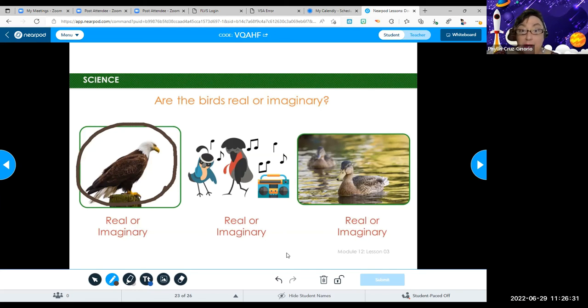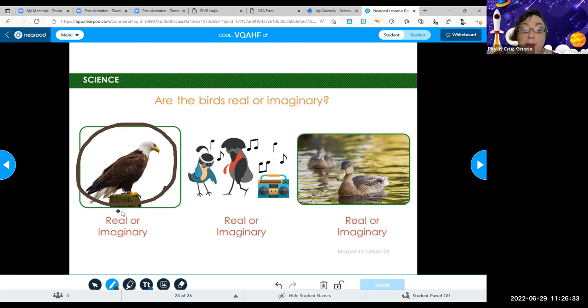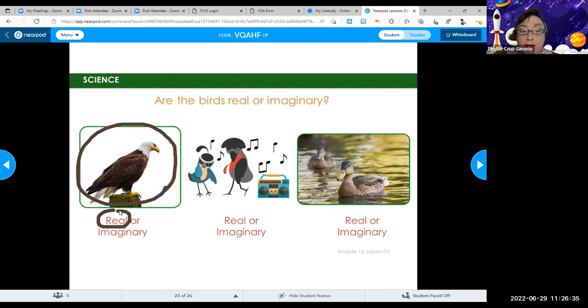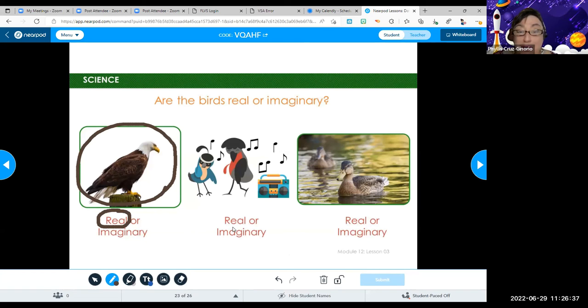Let's look at the middle picture. So I'm going to circle the word real. Oops, I forgot to circle that. So you're going to circle the word underneath. If it's real, circle the word real. If it is imaginary, circle the word imaginary. What's imaginary mean? Oh, something made up. Yeah, fictional. Kind of silly.